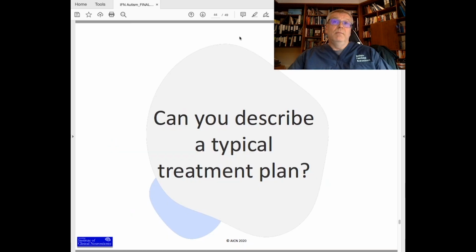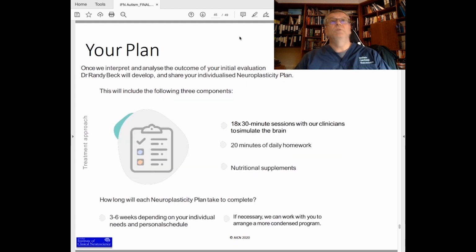So can you describe a typical treatment plan? What do I have to do? Or what's it composed of? Well, once we interpret and analyze the outcome of your initial evaluation, a treatment plan involves 18 treatments. And these are usually 20 to 30 minutes in length, depending upon the complexity of the treatment. You also get some daily homework to do, some daily home exercise, which is usually around 20 minutes.